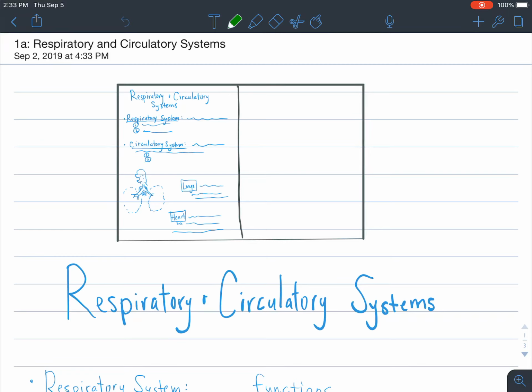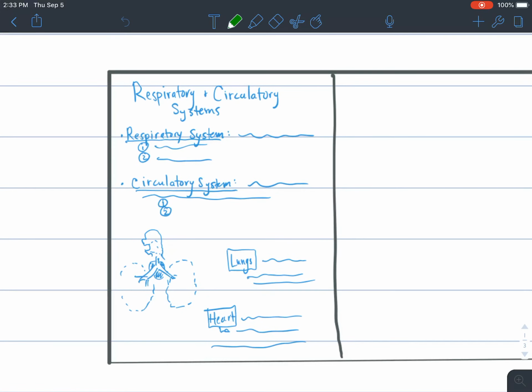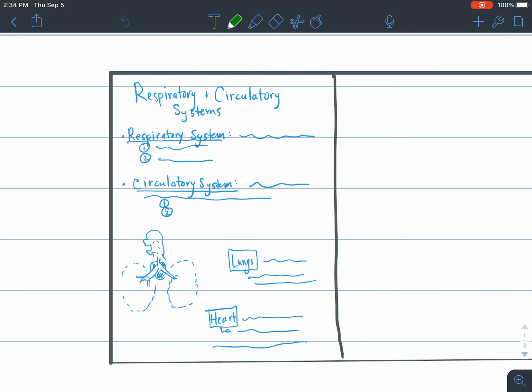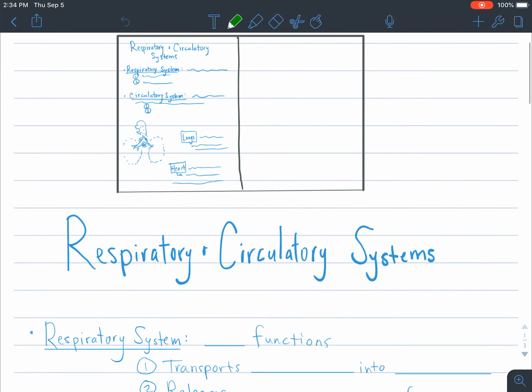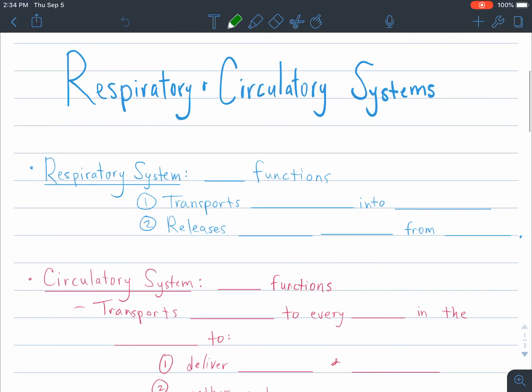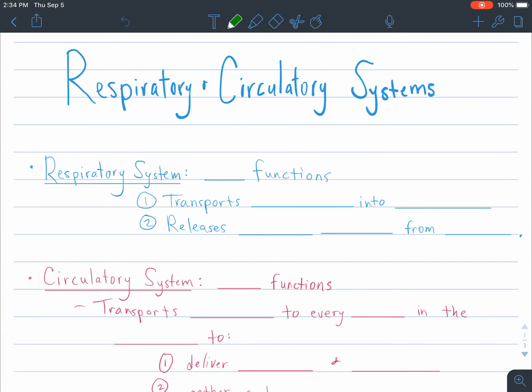So to begin with here, make sure that you set your notebook up like this page right here. So it's titled Respiratory and Circulatory Systems. We're going to define the respiratory system, the circulatory system. We'll draw a picture and we'll talk about the lungs and the heart, which are some of the most important organs for the respiratory and circulatory systems.